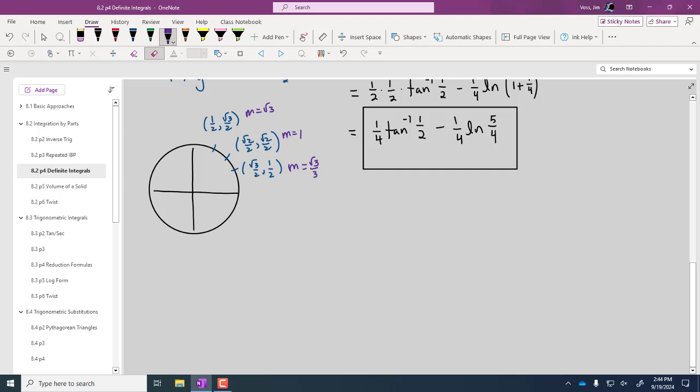So the inverse tangent of root 3 is pi over 3. The inverse tangent of root 3 over 3 is pi over 6. And the inverse tangent of 1 is pi over 4.